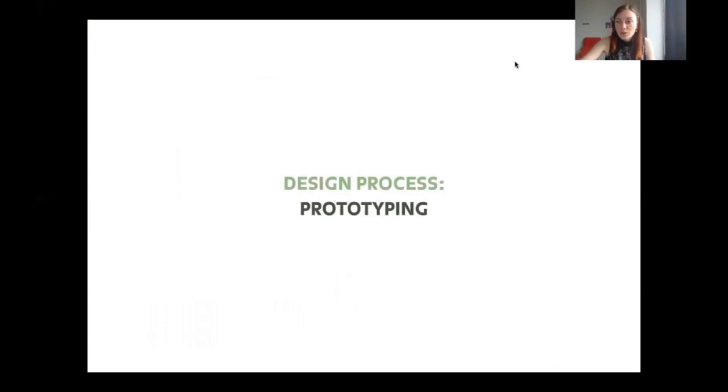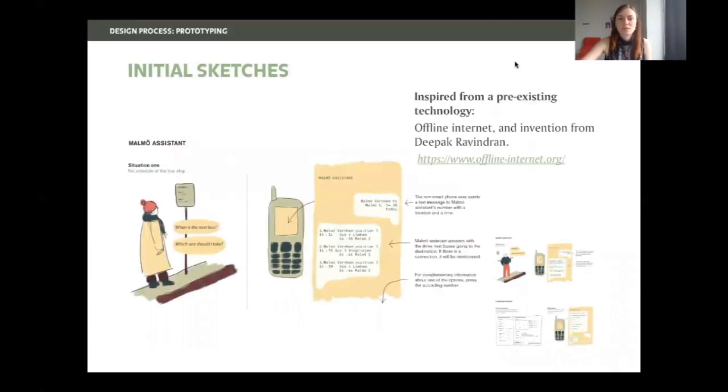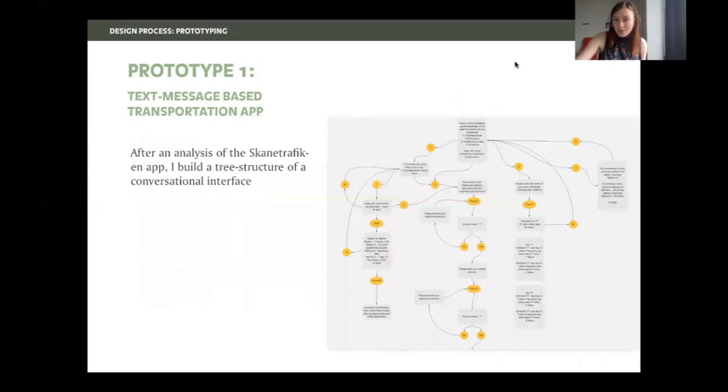Yeah, so now I'm going to quickly go through my prototyping. My initial sketches, that I'm not going to go deeply into right now, were inspired by pre-existing technology called offline internet that existed in India in 2014, because there were 700 million phones that were not connected to internet at the time. This enabled the phones, through text messages, to access online contents. Basically, I kept this technology in my first prototype, which is a text message based ticketing app somehow.